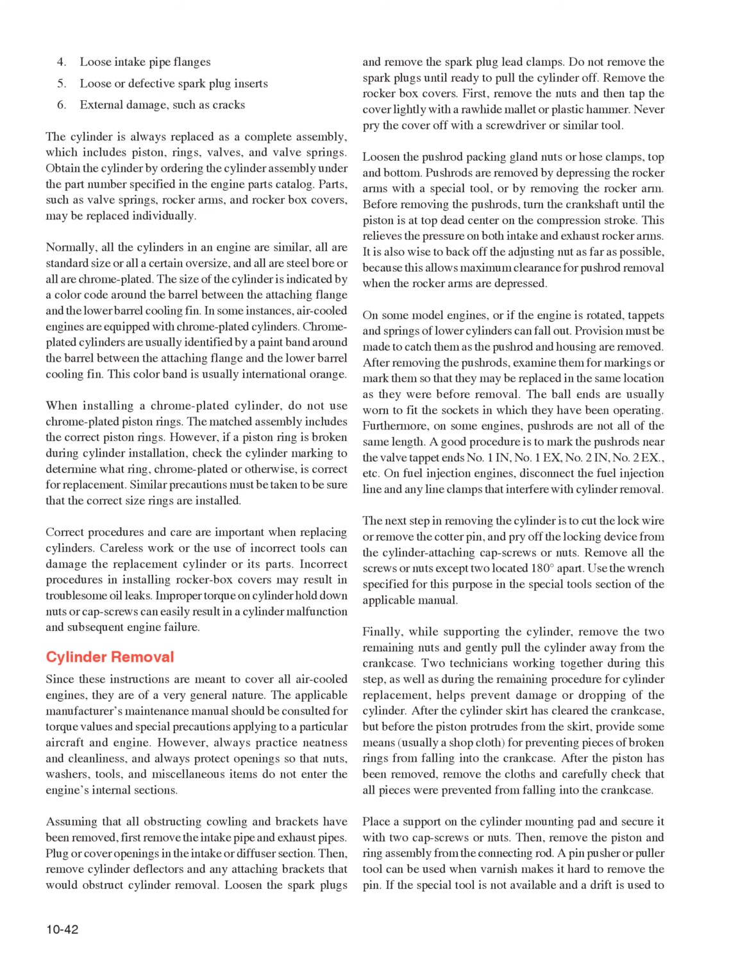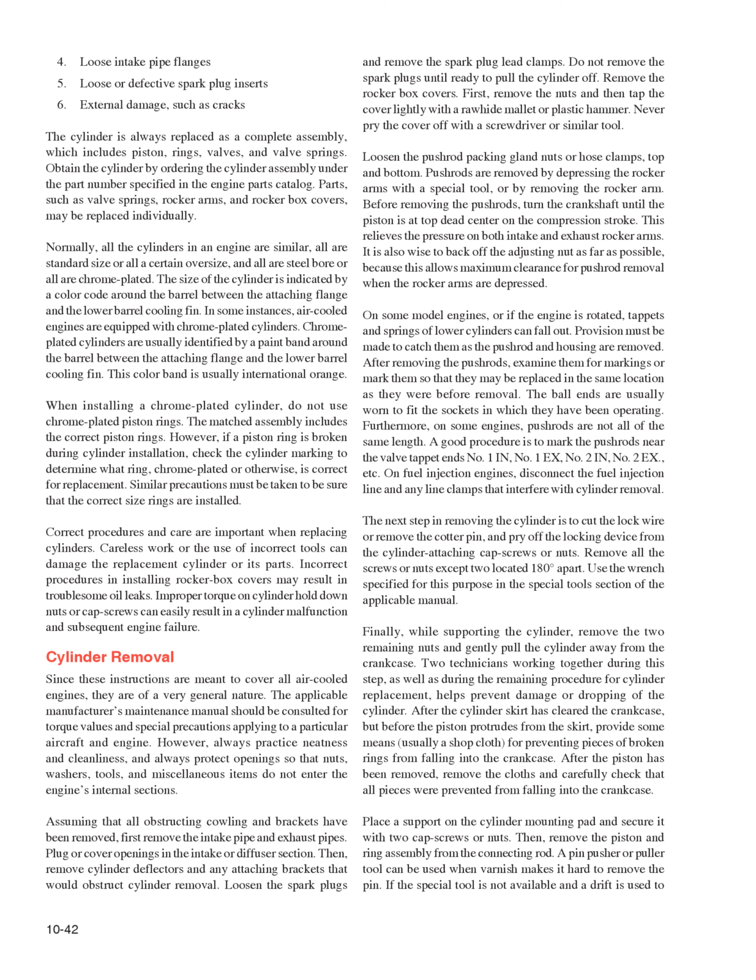After the cylinder skirt has cleared the crankcase, but before the piston protrudes from the skirt, provide some means, usually a shop cloth, for preventing pieces of broken rings from falling into the crankcase. After the piston has been removed, remove the cloths and carefully check that all pieces were prevented from falling into the crankcase. Place a support on the cylinder mounting pad and secure it with two cap screws or nuts. Then, remove the piston and ring assembly from the connecting rod.